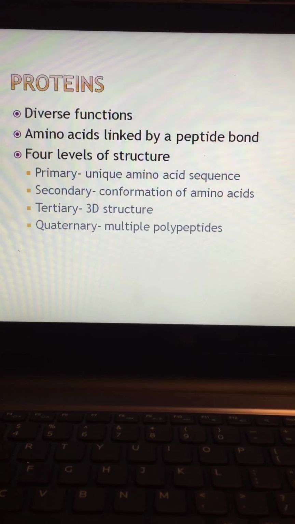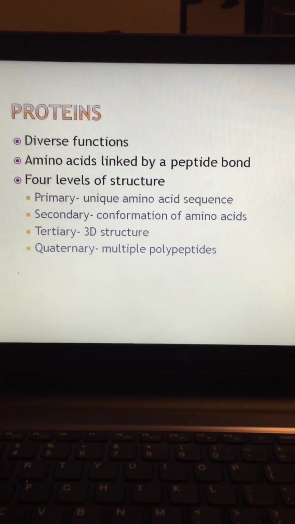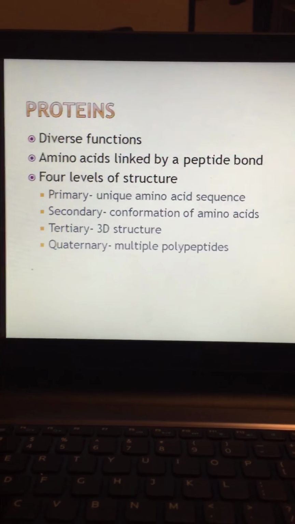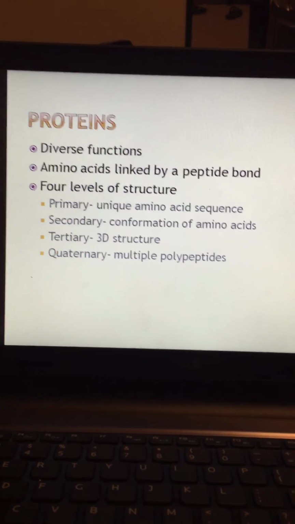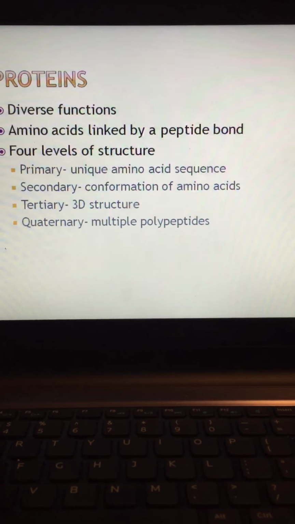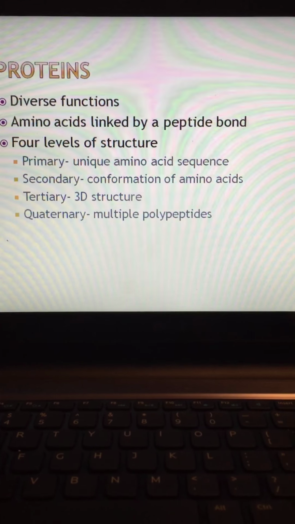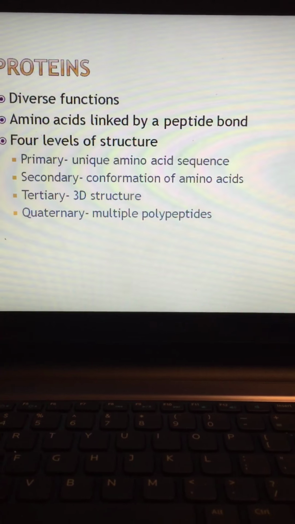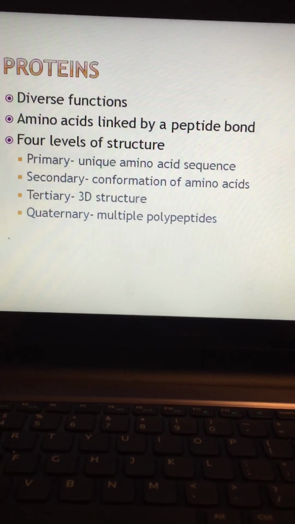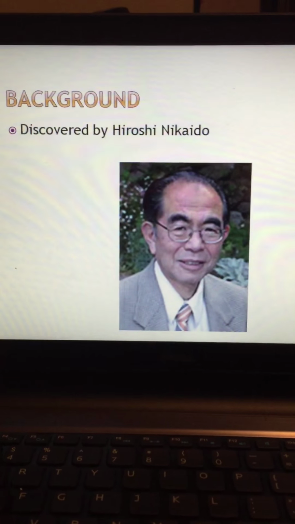The primary is a unique amino acid sequence, and it basically describes what order the amino acids are in to create the specific protein we need. And then the secondary is a conformation of amino acids, and here you see the beta sheets and the alpha helices. Then whenever they start to fold on each other, you'll begin to see the tertiary, which is a 3D structure. And then quaternary is whenever you have multiple polypeptides.